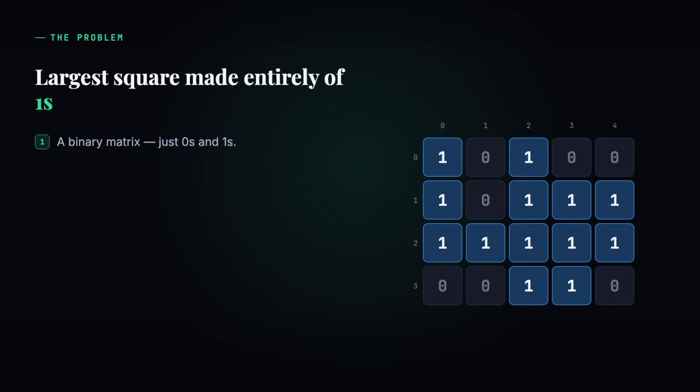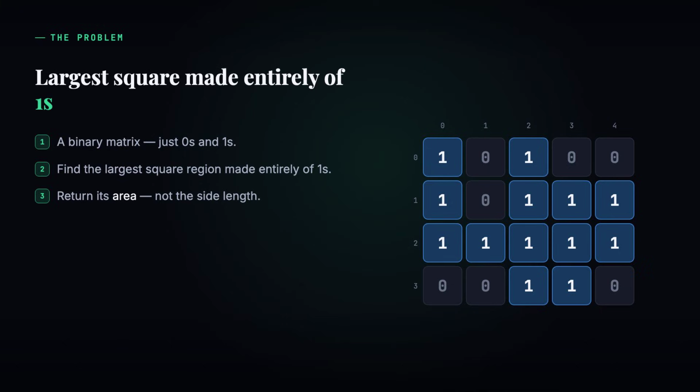Here is the puzzle. You're given a binary matrix, just zeros and ones. Your job: find the largest square made entirely of ones and return its area, not its side length, its area. In this 4 by 5 grid, the largest all-one square is 2 by 2. 2 times 2 is 4. That's the answer we're after.